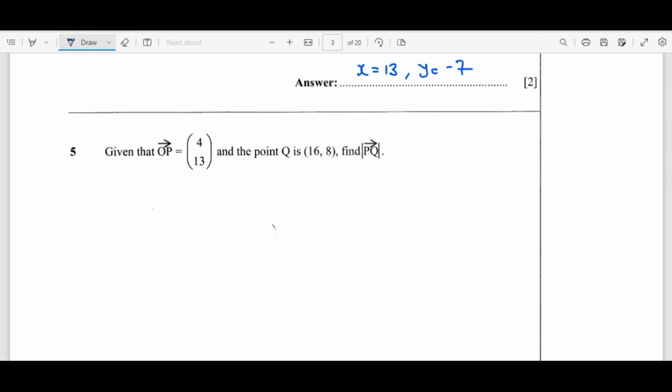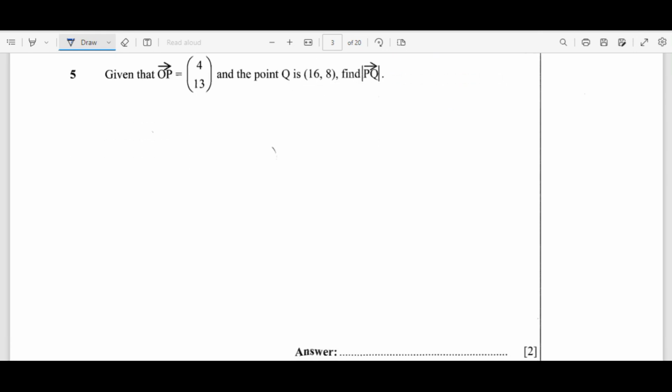Okay, so let us look at this question. Given that we have a vector OP, which is (4, 13), and the midpoint, the point Q, is (16, 8). Find the magnitude of PQ. So we can use two methods. This is the first method that I'm going to show you.